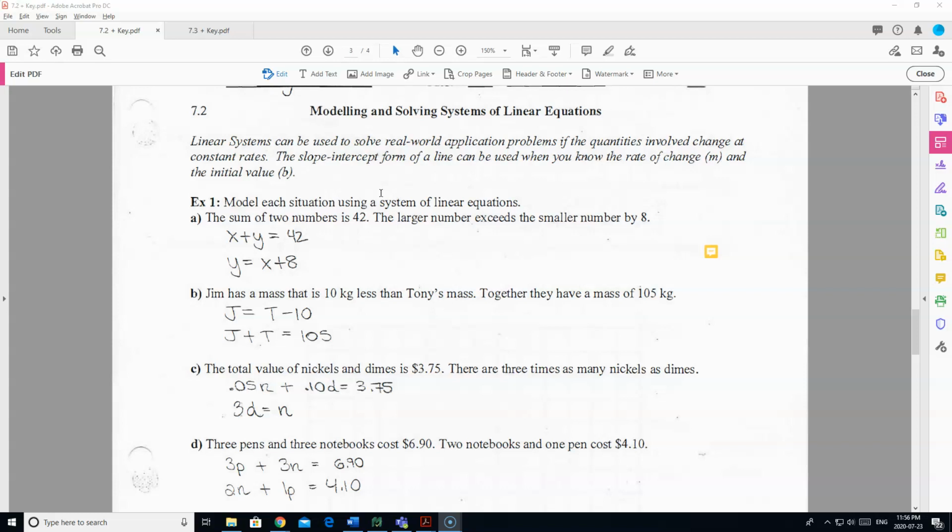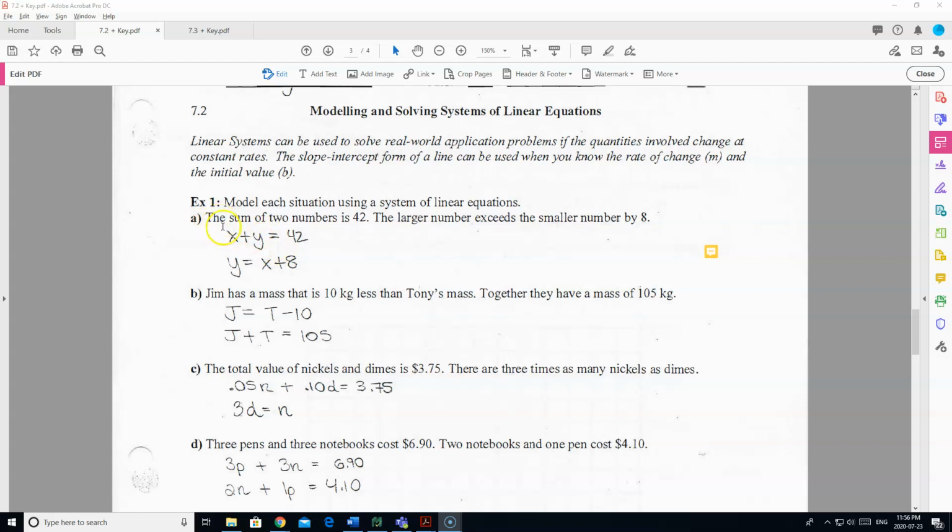So how do we come up with these equations? I think this is kind of grade 8 stuff, but let's take a look. So model each situation using a system of linear equations, and obviously the answers are here, but we'll go through this. So the sum of two numbers is 42. So that's pretty straightforward. So the sum of two numbers, which we don't know, and again, we're just going to use x and y variables, so you can use any letter really.